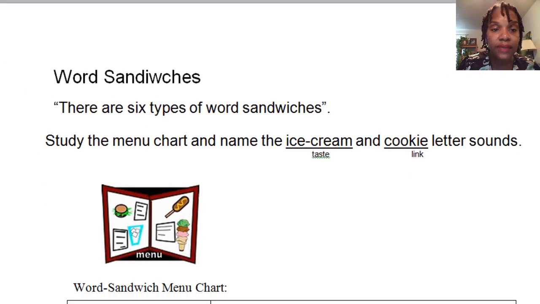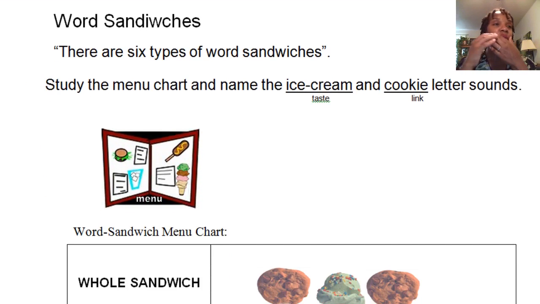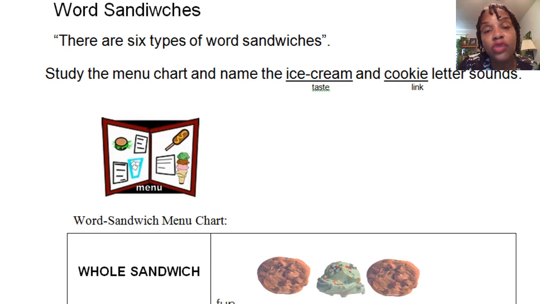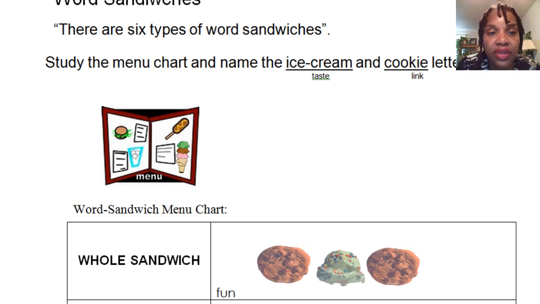Moving right along, now let's talk about word sandwich types. Let's pretend we're operating an ice cream word sandwich shop. There are different types of ice cream sandwiches, just like if you ever go to an ice cream store, you might get a double dip or a single scoop or a double scoop or various types of ice cream treats. So let's talk about the six types of word sandwiches.